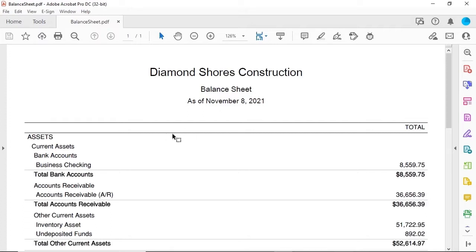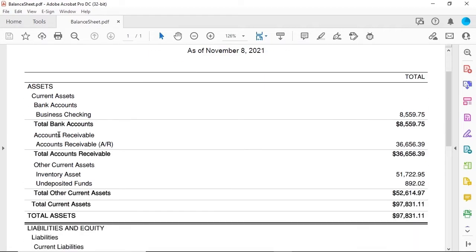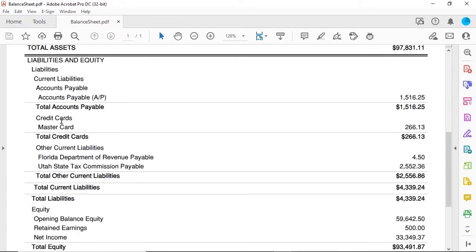Notice we can see the accounting equation parts in the balance sheet. We have our assets at the top, our liabilities second, and then equity at the bottom.